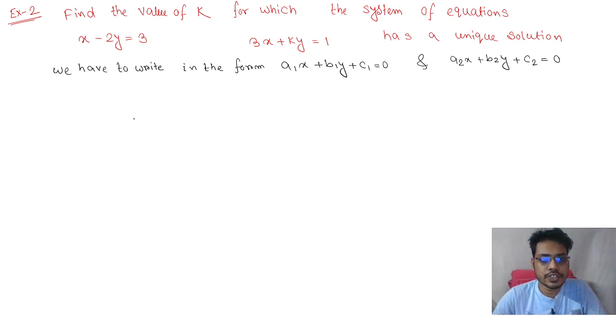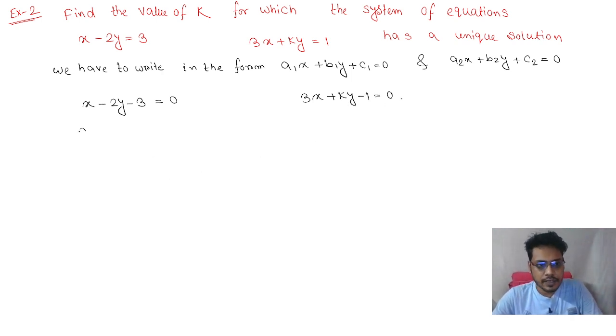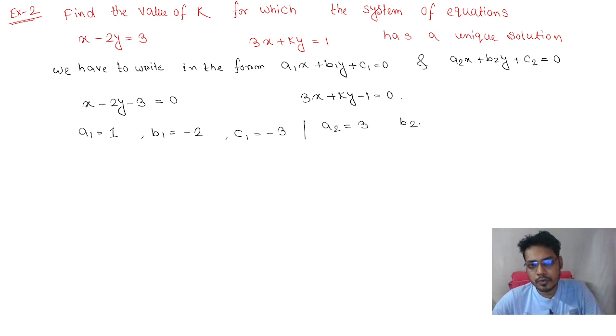Now if you write this equation in this form, we can write x minus 2y minus 3 is 0, and from the second, 3x plus ky minus 1 will be equal to 0. Now check what is the value of a1. a1x is equal to x, that means a1 is 1, b1 is minus 2, and c1 is minus 3. Now a2 is 3, b2 is the coefficient of y, that is k, and c2 is minus 1. And it is said that it has a unique solution.